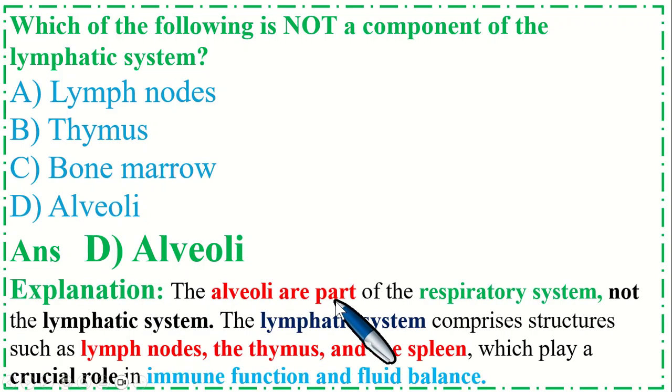The alveoli are part of the respiratory system, not the lymphatic system. The lymphatic system comprises structures such as lymph nodes, thymus, and the spleen, which play a crucial role in the immune function and fluid balance.